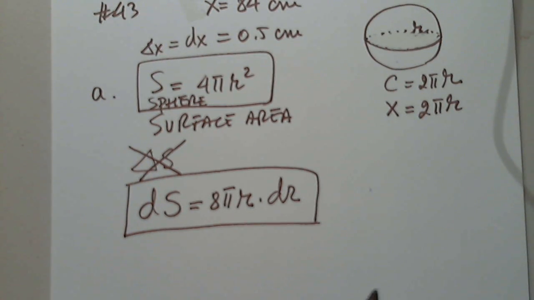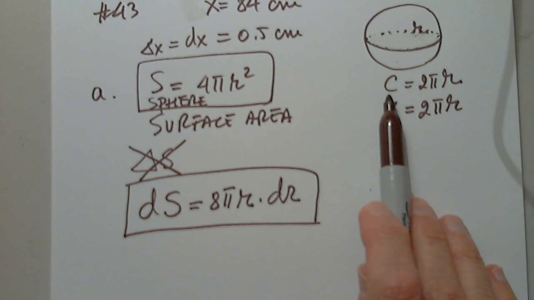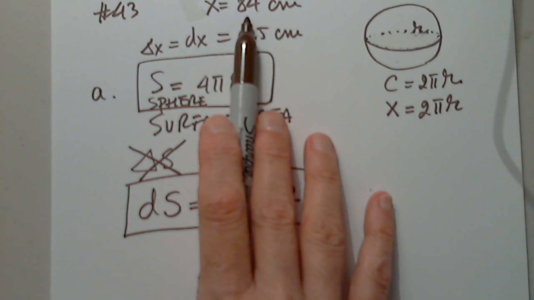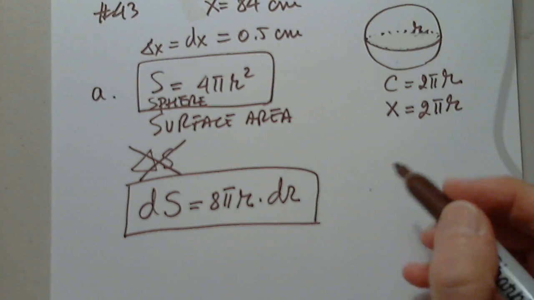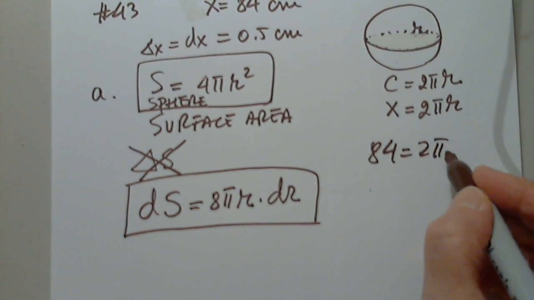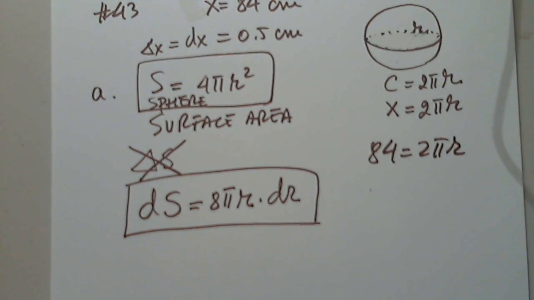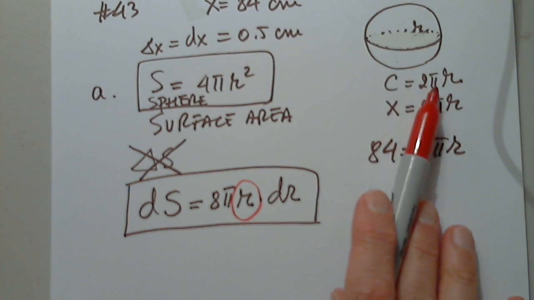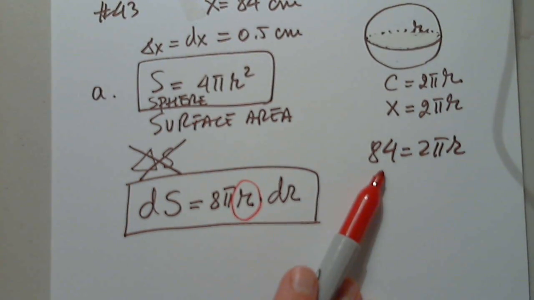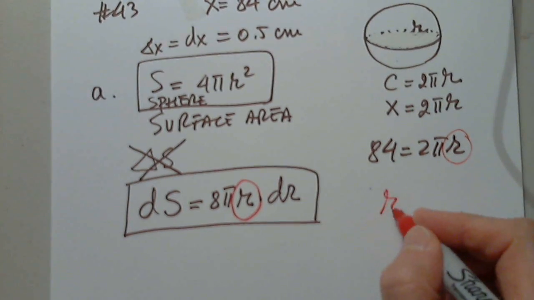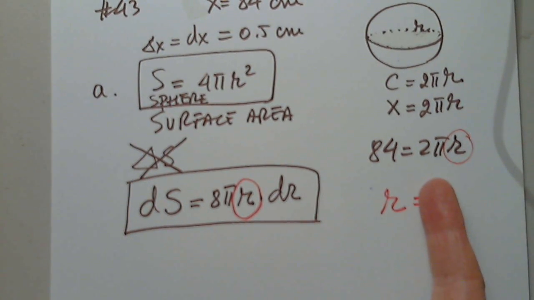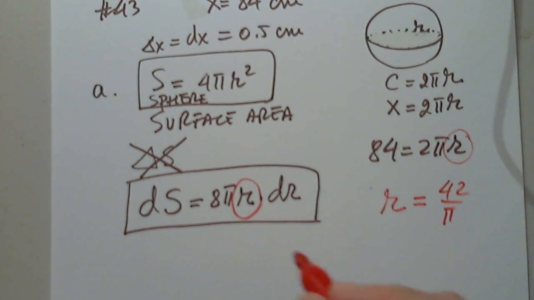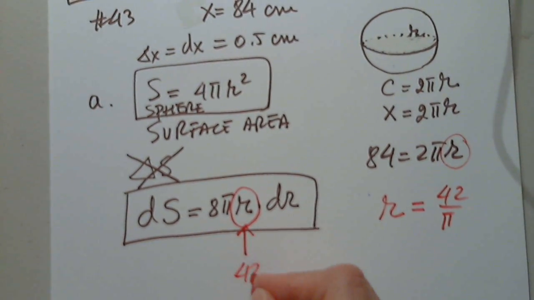Okay, now we do have the circumference as being 84. So 84 equals 2 pi r, because I need to determine r. First, I have to find r. And we are told the circumference, which is 2 pi r, is 84. Can I find r from here? Yes. I divide both sides by 2 pi, I get 42 over pi. So this is done. 42 over pi.